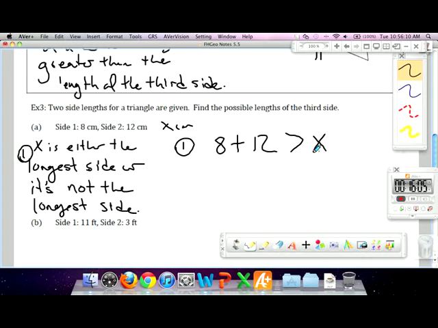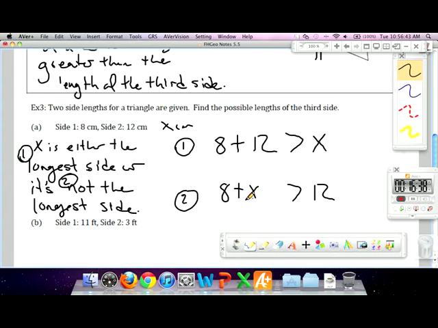If x isn't the longest side, then what is the longest side? 12. Can 8 be the longest side? No, it doesn't make sense. 12 is bigger than 8. So if x is not the biggest, then 12 has got to be the biggest side. So therefore, I should be able to add together my two not longest sides, 8 and x, and this inequality better be true. If I add together my two shorter sides, it's got to be bigger than the longest side.